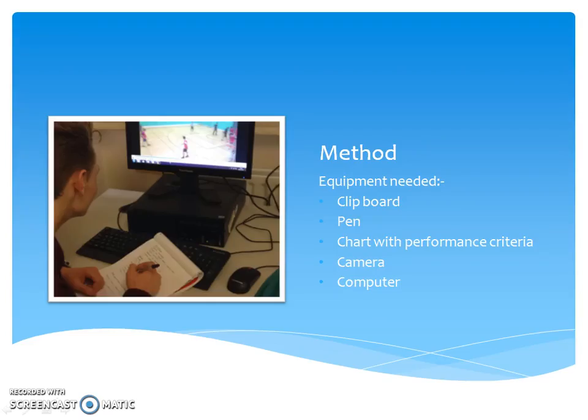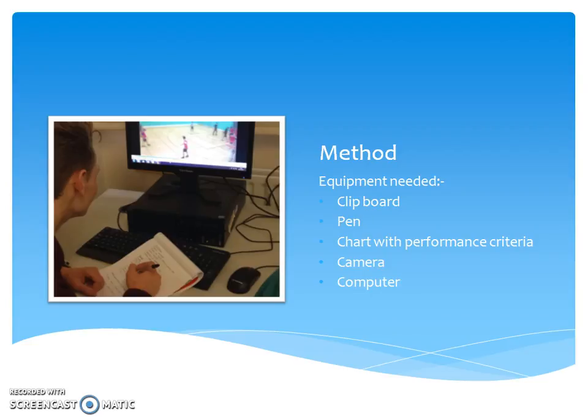So the method of notational analysis. You need equipment for notational analysis, such as a clipboard, pen, chart with performance criteria on, camera, and a computer. I'll explain in a second how we use these different pieces of equipment.